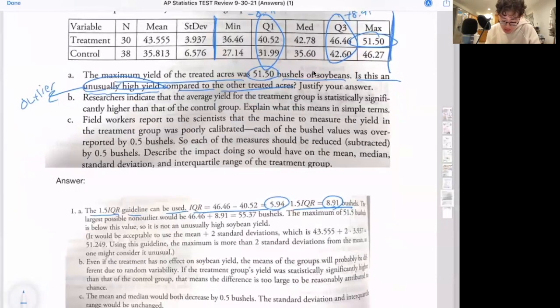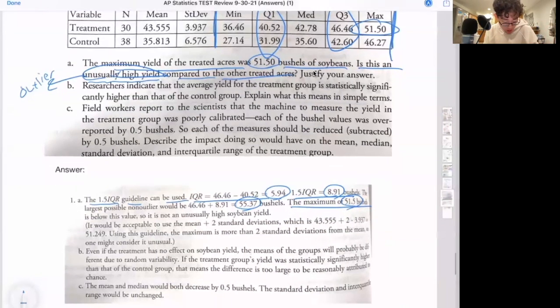I think it just means that the maximum is 51.5, and the non-outlier limit would be 55.37. So here we have the fact that 51.5 is within 55.37. So that's why there's no outlier in that direction. And I don't believe there's an outlier in the below the quarter 1 direction as well. It would be acceptable to use the mean plus 2 standard deviations. We haven't talked about this as of yet because we didn't really dive deeper into standard deviations. We'll do that in the next chapter though. So please ignore this for now.